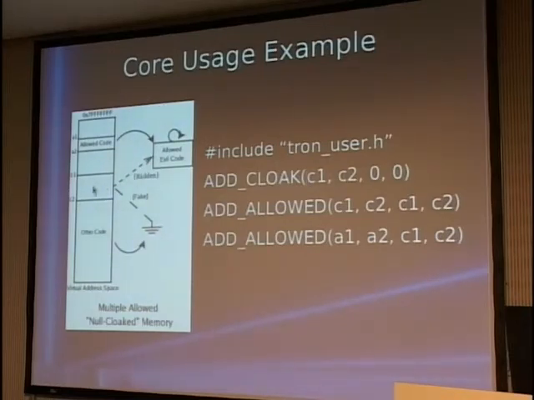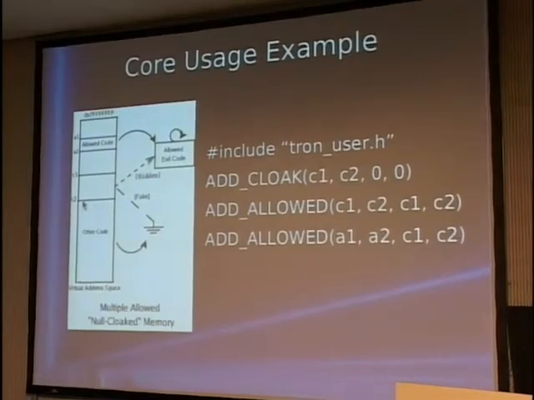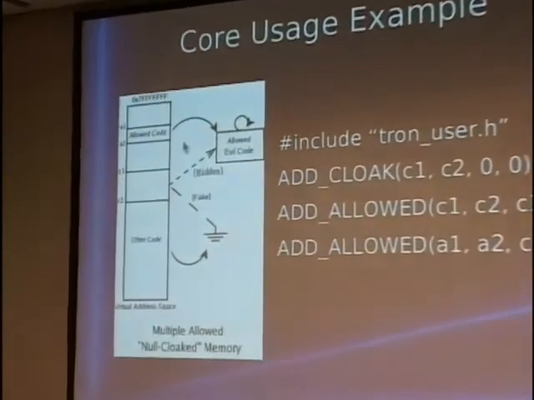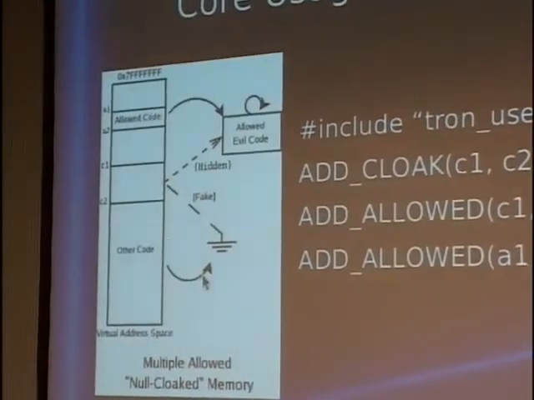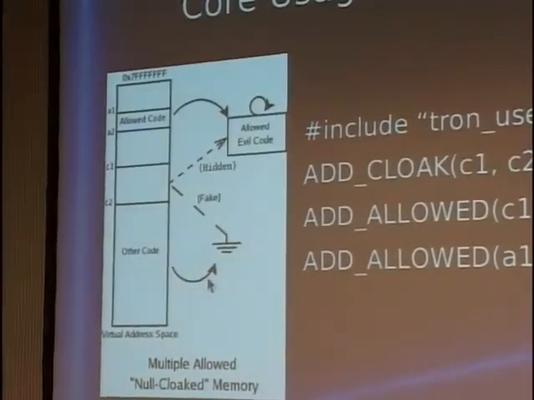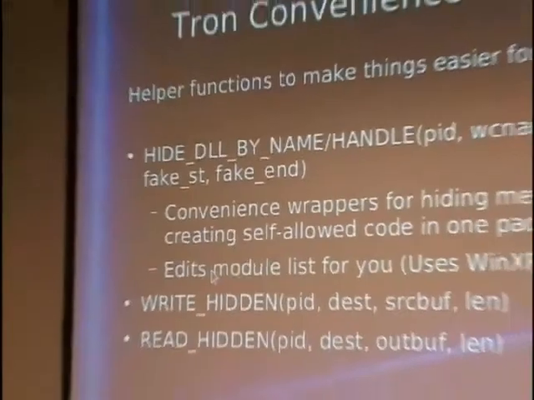You add the cloak between C1 and C2, those are your virtual addresses, and you say that you want to map to 0, you want it null cloaked, you want it to look unmapped. And then you want to add allowed region for C1 to C2 to access C1 to C2. And that creates this arc here, the self-allowed arc. And then you also want to add allowed between A1 and A2 and grant that access to C1 and C2 as well, and that creates this arc here. And then everything else follows this arc and is presented with unmapped memory.